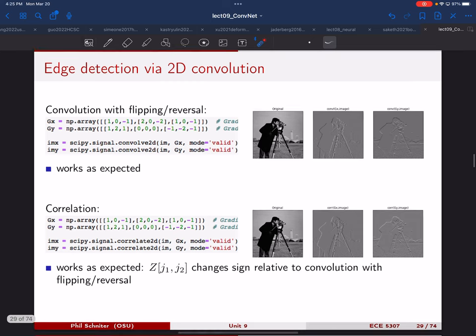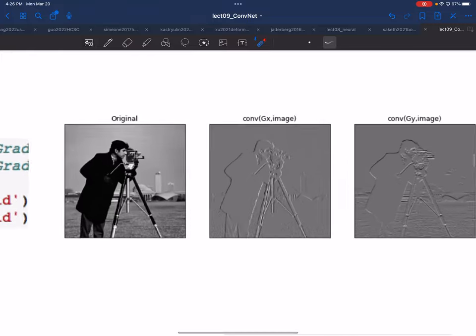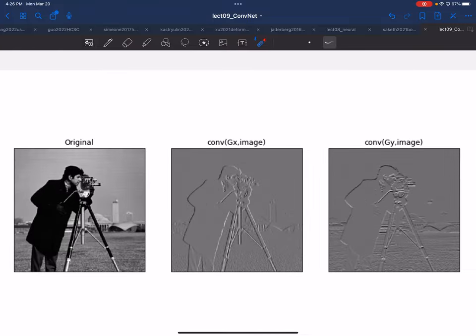So let's try this out. We're going to do, again, convolve 2D. We'll do valid mode for now, and this is how we can make those kernels. We just manually specify those 3x3 arrays in NumPy. And what you can see is when we do this Gx, that was the kernel that detected vertical edges.